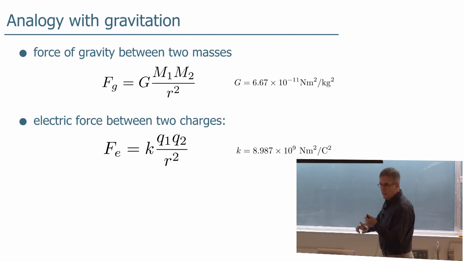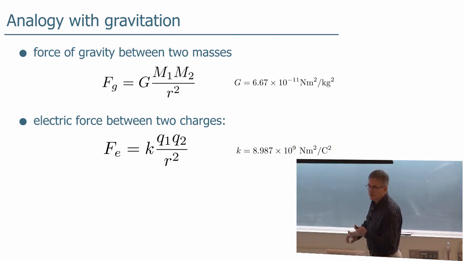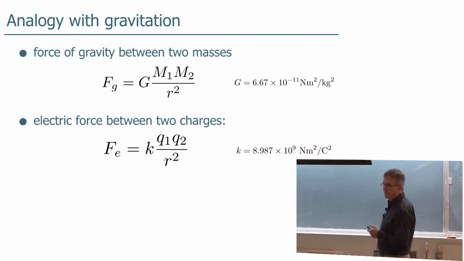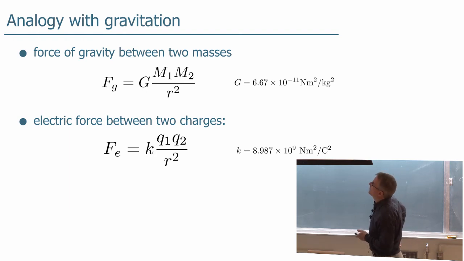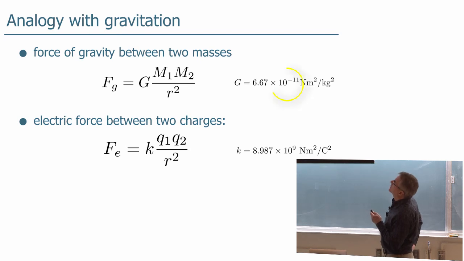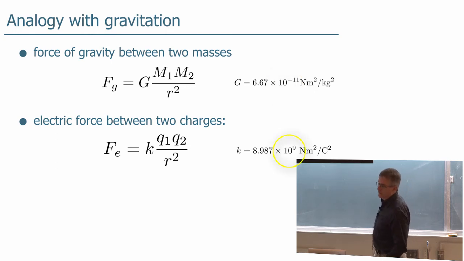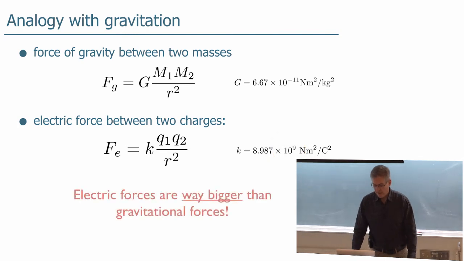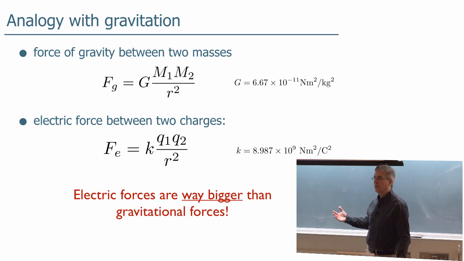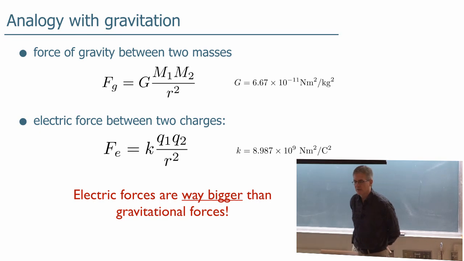So we use the MKS system, meters, kilograms, seconds. Now we're adding this unit of coulombs to our list of things. We're going to define what we mean by a coulomb shortly using mechanics. But also note that this is 10 to the minus 11th for gravity, and this is 10 to the 9th for electricity. And the fact of the matter is, electric forces are a lot bigger than gravitational forces. Well, what do we mean by that? Doesn't it depend on what you're talking about? Well, yes, and we're going to do a calculation in a second.